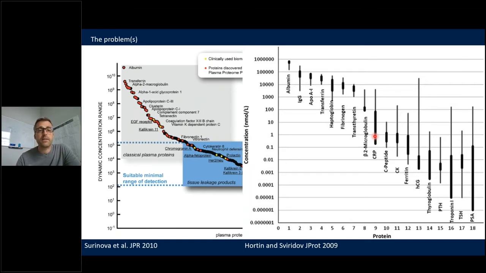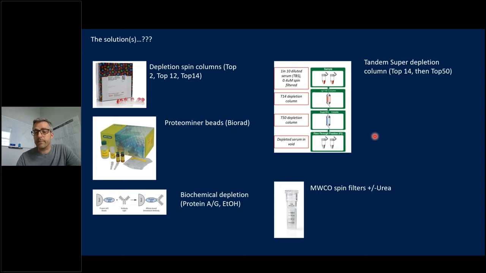On top, we have other things that impede easy sample processing, like high lipid content or the generally high protein concentration, which can lead to problems when you freeze-store your samples and things start to precipitate, which is also a big problem for sample handling.